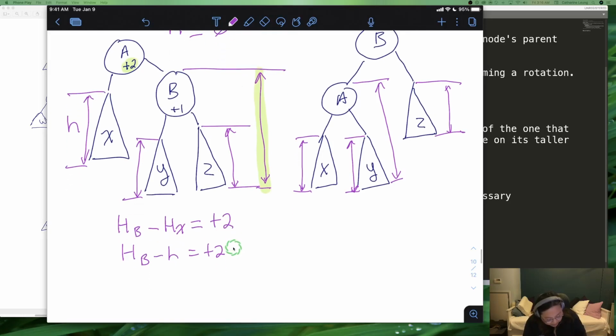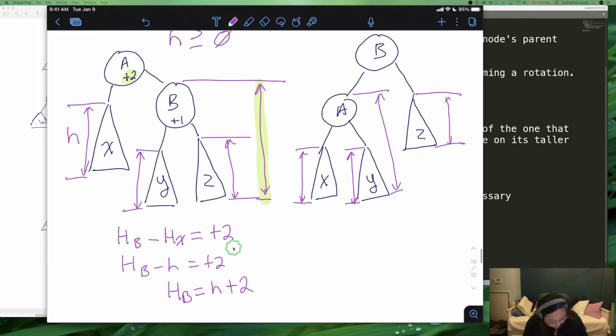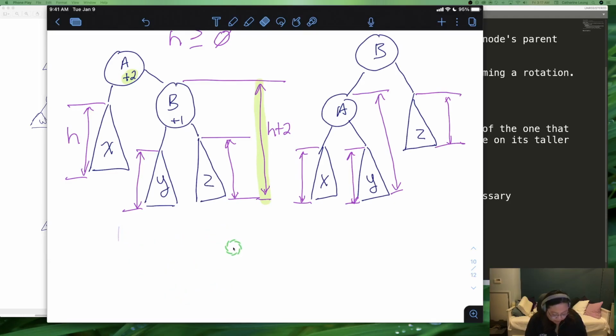Now, what is the height of b then? Well, the height of b is simply h +2. We're just solving for hb here. So what I can say here is that the height of the entire tree that starts at b is little h +2. Whatever the height of x is, add 2 to it, that's the height of b. Okay? And that's strictly from the way the balancing works. So that is the first part of that equation. Okay? Now, what else do we know?